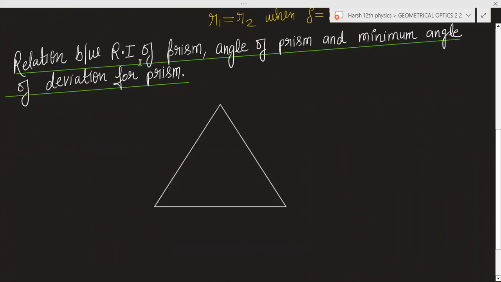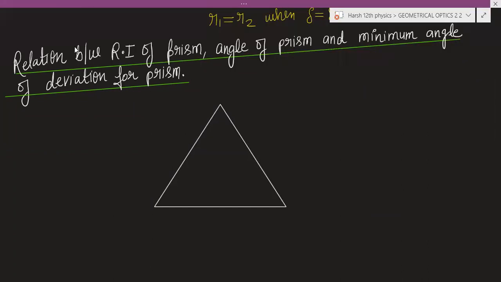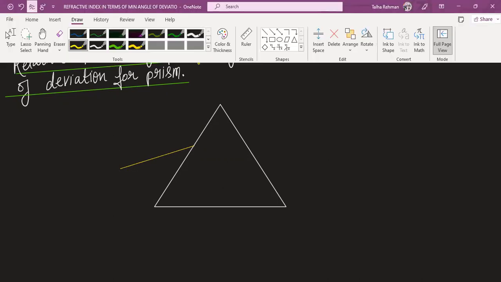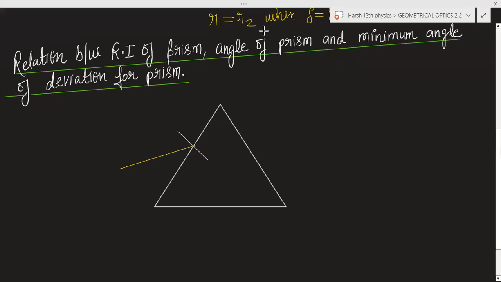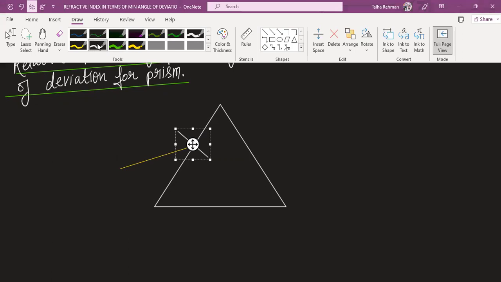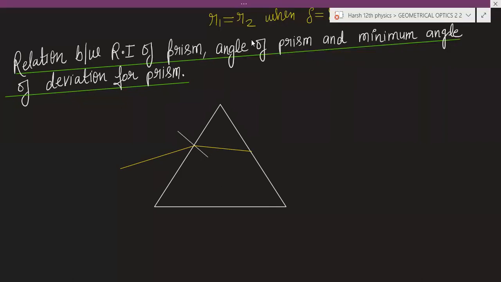They are asking for the relation between the refractive index of the prism, the angle of the prism, and the minimum angle of deviation. There is a ray of light, suppose here, like this, and this ray of light is going. We have to draw the normal here. It will bend towards the normal first, and after that it will bend away from the normal.